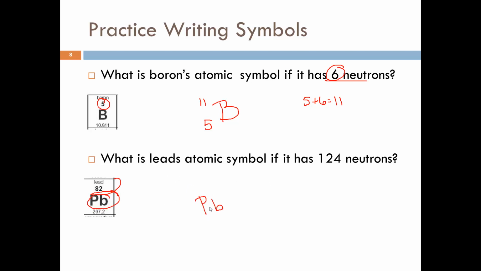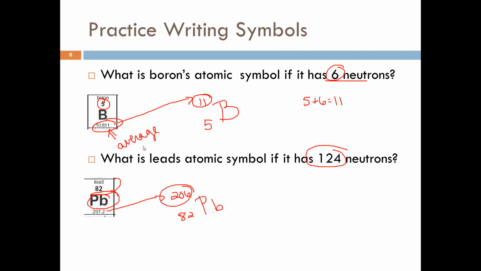Its atomic number is 82. The number of neutrons is 124, which brings it to 206. Notice in both cases, the top number is close to the atomic mass, but it's not exact. When we're talking about atomic symbols like this, we're talking about specific isotopes of that element, whereas this number down here is the average of the isotopes.